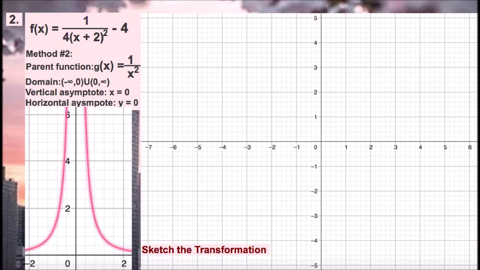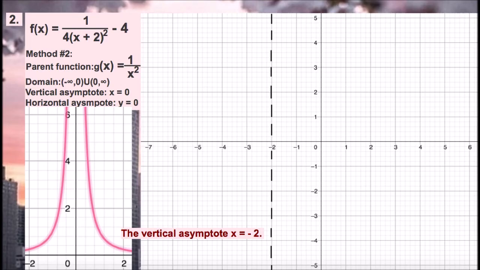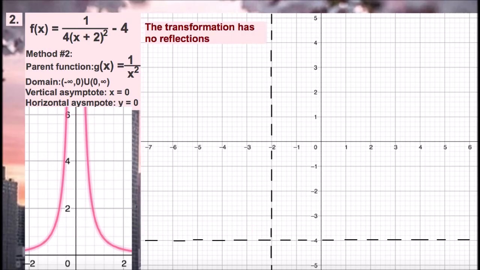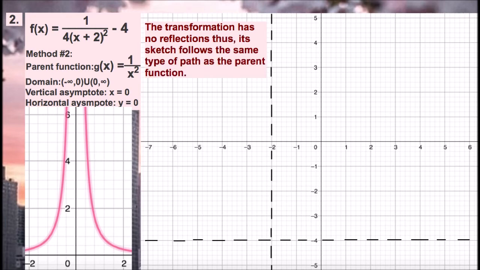Sketch the transformation. The vertical asymptote x equals negative 2. The horizontal asymptote y equals negative 4. The transformation has no reflections. Thus, its sketch follows the same type of path as the parent function.